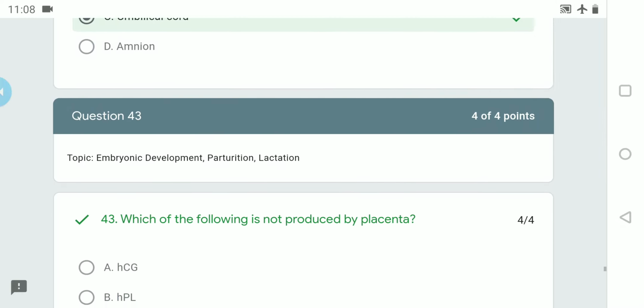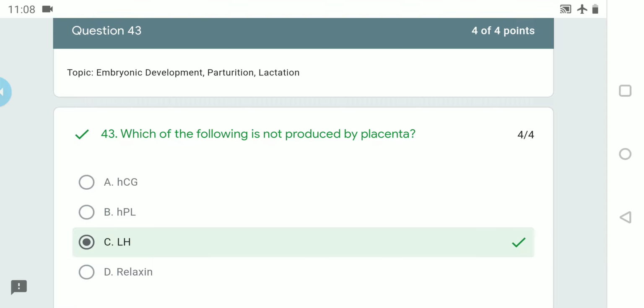The next question is also related to embryonic development and parturition, lactation. Which of the following is not produced by placenta? When it comes to the functions of the placenta, the placenta also acts as an endocrine tissue and produces several hormones like HCG, that is human chorionic gonadotropin, then HPL, human placental lactogen hormone, estrogen and progesterone, along with relaxin, isn't it? In the later stage of pregnancy, the hormone called relaxin is also secreted by the ovary, but it doesn't produce LH. That means luteinizing hormone is not produced by the placenta. So LH is not produced by the placenta. Option C is the right option.